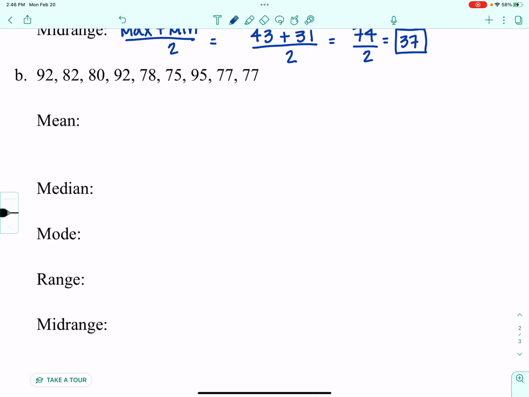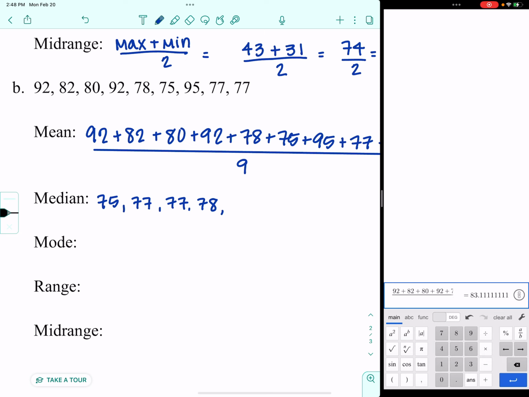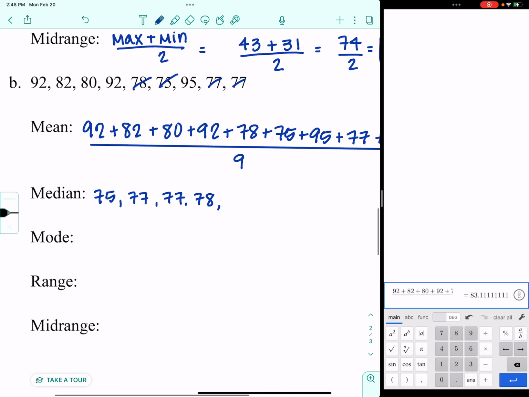Median means that I want the number in the middle, so I need to put them in order. It looks like my minimum is 75. And then I have two 77s, and then a 78. And then I have an 80, and an 82, two 92s, and a 95. One, two, three, four, five, six, seven, eight, 9. And it looks like we got them all.